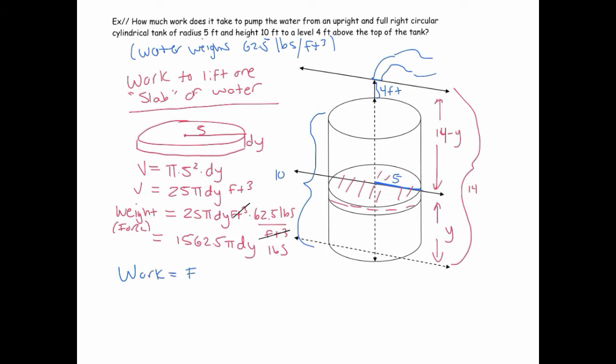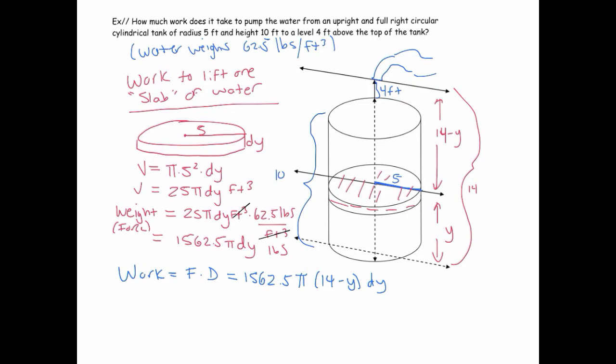So our work, I'm going to write as force times distance. So that's 1562.5 pi. I'm going to put the dy at the end. I know it's there, but I'm just doing it to make it look better. Times the distance, which is 14 minus y, as we saw up here in the picture. So I've got force times distance here, and that is just the work required to lift that one slab.